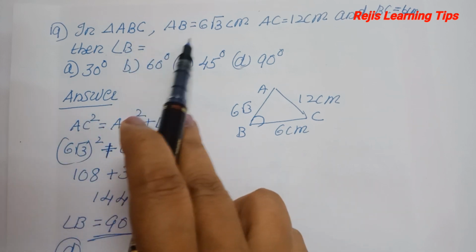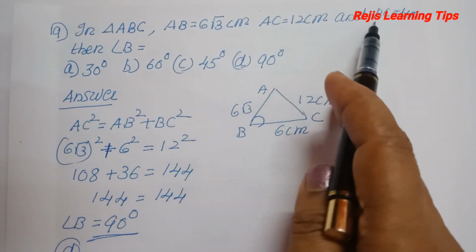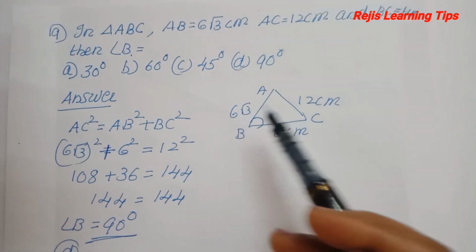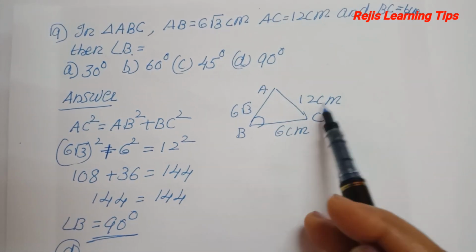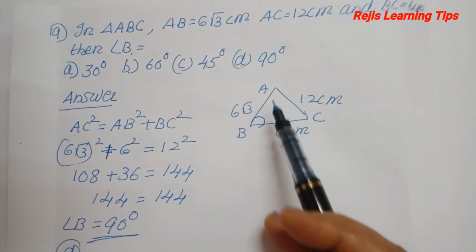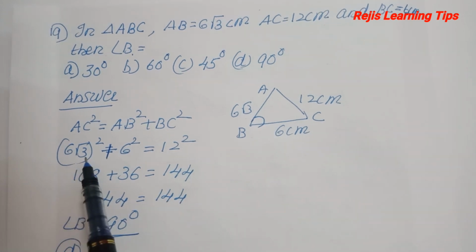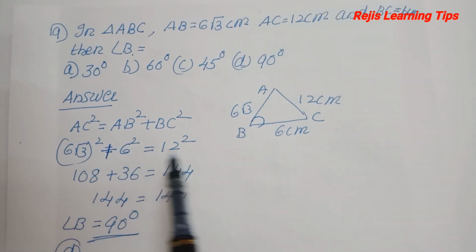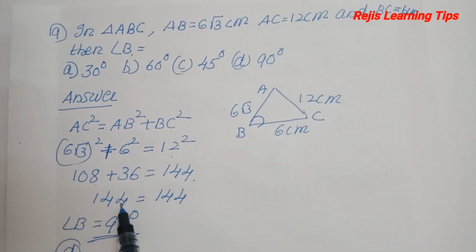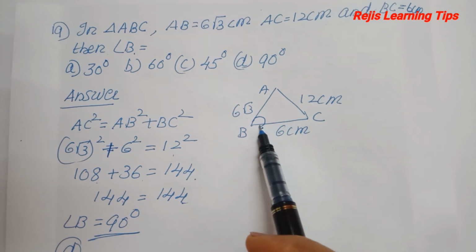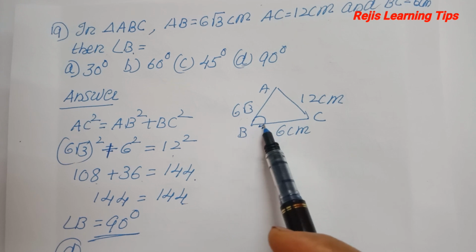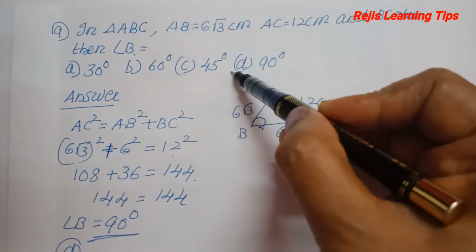19th question: in triangle ABC, AB is 6 root 3 centimeter, AC is equal to 12 centimeter and BC is equal to 6 centimeter, then angle B is equal to what. So we can check whether it is a right angle triangle. AC square is equal to AB square plus BC square. 6 root 3 square plus 6 square is equal to 12 square. 108 plus 36 is 144, so 144 is equal to 144. Okay, angle B is a right angle. Therefore triangle ABC is a right angle triangle, so angle B is equal to 90 degree. Our option is D.